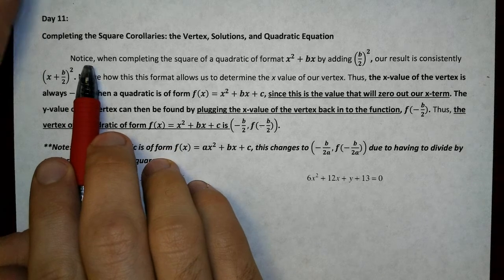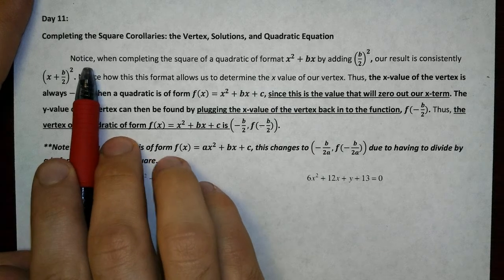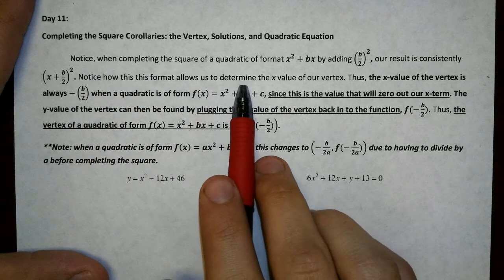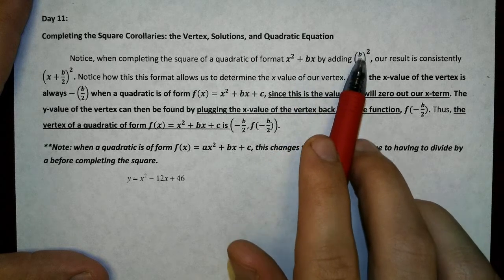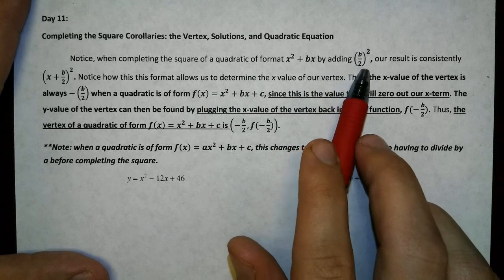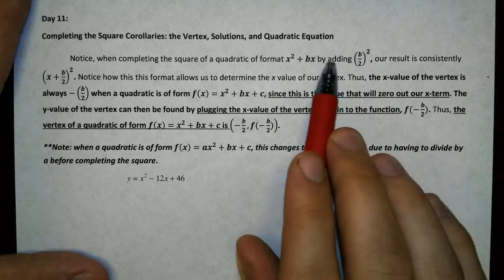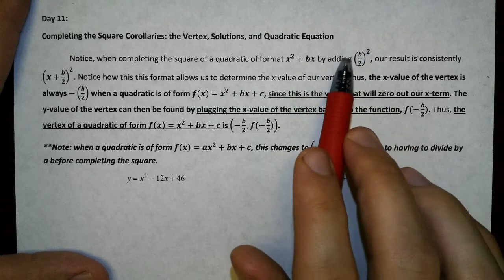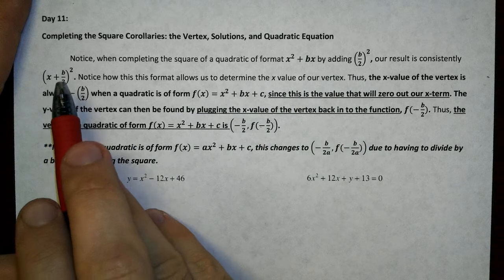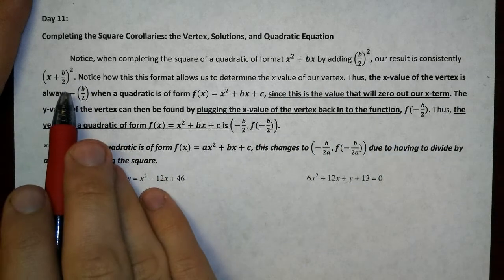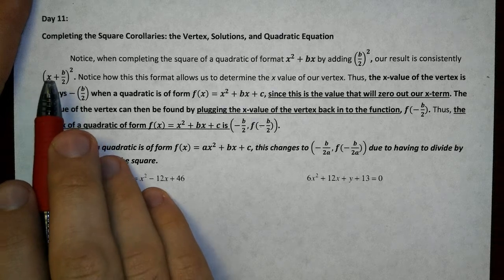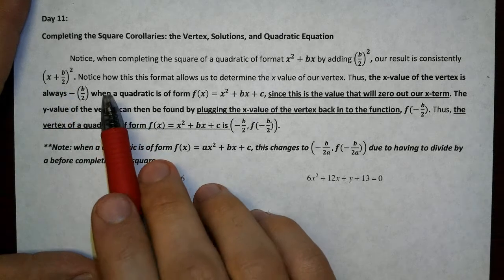So first off, we're going to talk about finding the vertex. Notice when completing the square of a quadratic of format x squared plus bx by adding the quantity b divided by 2, squared. Realize, when we're completing the square, that's the secret square value that we add, and then we can factor it into this. Our result is consistently this. So we're going to notice this, and we're going to draw a conclusion from it.